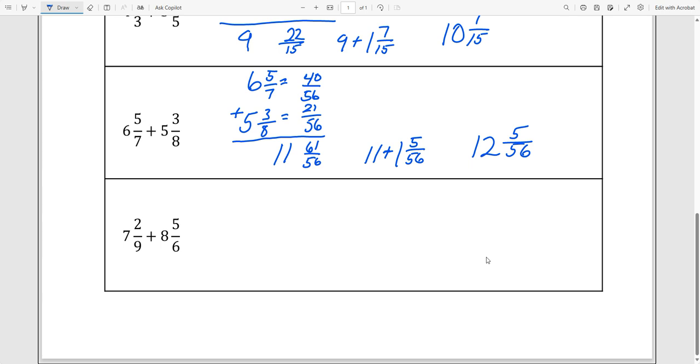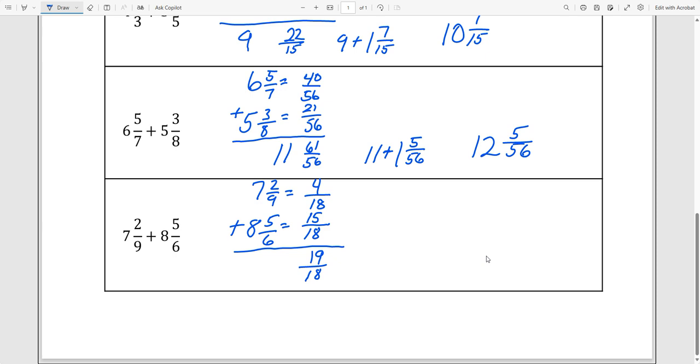Okay, and then finally here, we have 7 and 2/9 plus 8 and 5/6. All right, and then we'll find the least common denominator of 9 and 6, which is 18. 18 divided by 6 is 3. 3 times 5 is 15. And then we have 18 divided by 9 is 2, and 2 times 2 is 4. And so I have 4 plus 15 is 19 over 18 here.